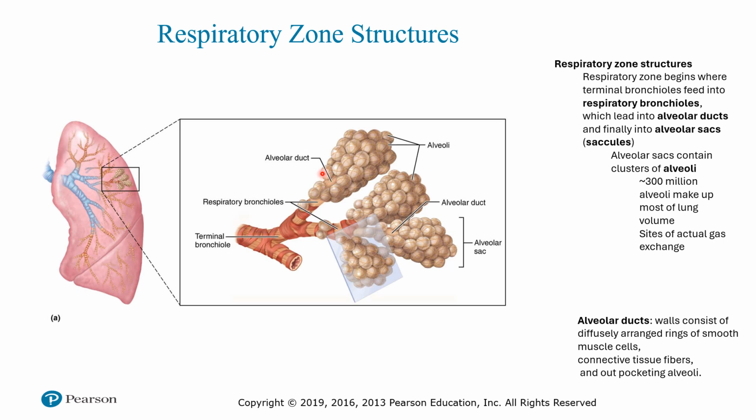And these alveolar ducts have alveoli outpocketing from them. This whole bunch of alveoli is known as the alveolar sac. So if you consider this a bunch of grapes, the bunch of grapes is the alveolar sac, and the individual grapes are the alveoli. And these alveoli are the actual places where the gas exchange is going to happen. They make up most of the lung volume.